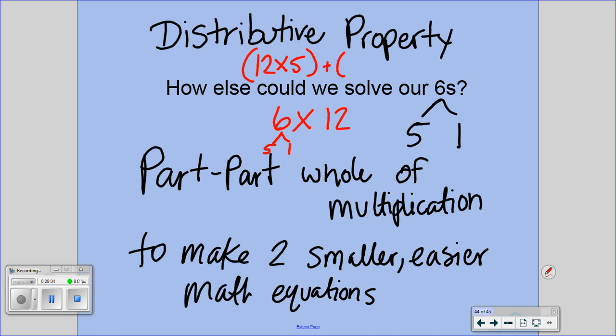Plus, start again with the factor that you did not break apart. Which factor did I not break apart? Lucy? The 12. So I'm going to start again with the 12. Now I have to multiply it by the other part of 6, which is 1. So this is my equation. You should have this in your notebooks.